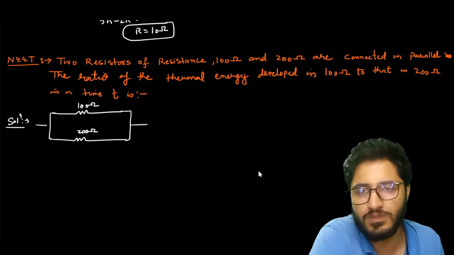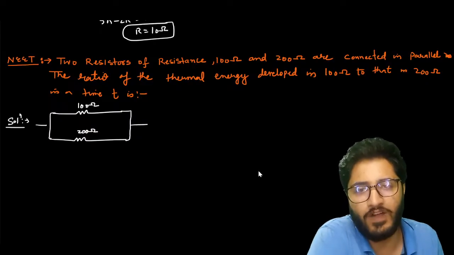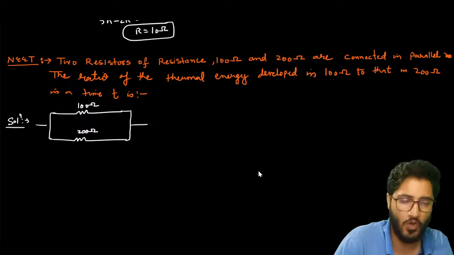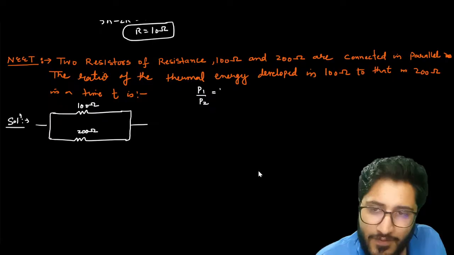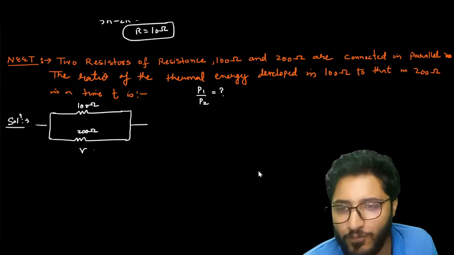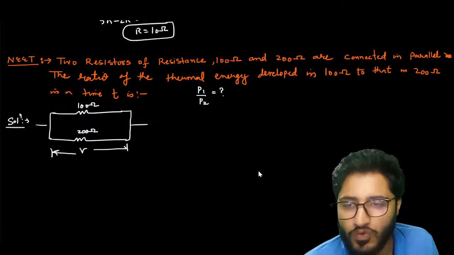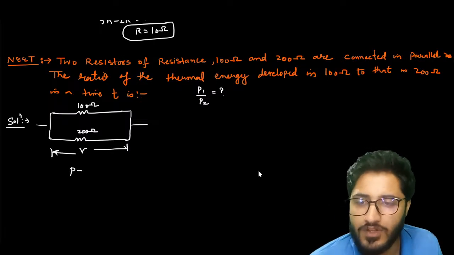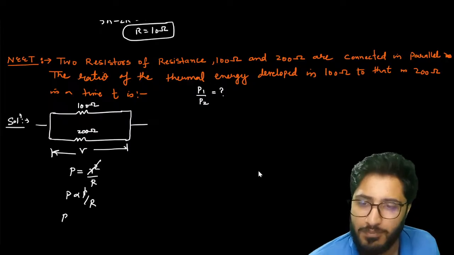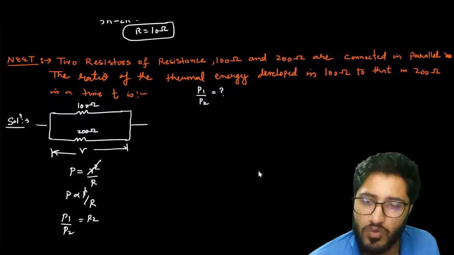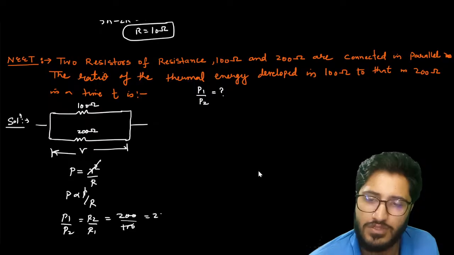So we need to find out thermal energy. That means heat, or power. It is power. So I need to write P1 by P2. Look here, sir, potential difference will be same. So which formula do you need to use? P is equal to V square by R. V is same, so P is inversely proportional to R. That means P1 by P2 equals R2 by R1. R2 is 200, R1 is 100, it is 2 is to 1.